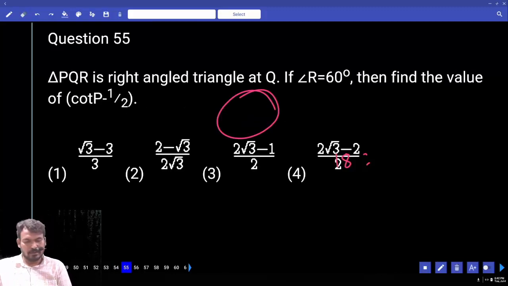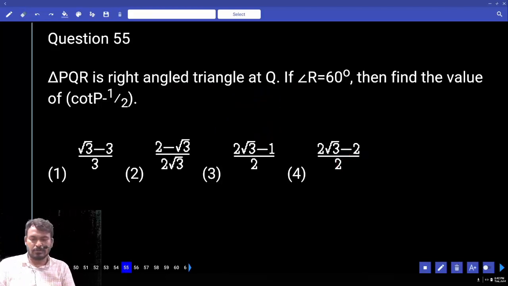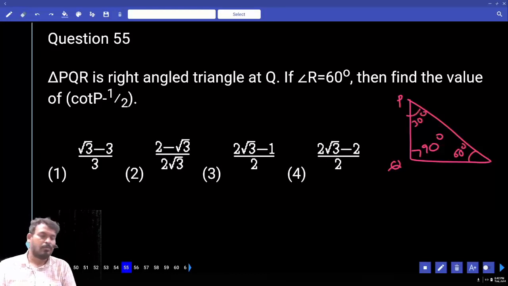Next, 55. Triangle PQR is a right angle triangle at Q. Angle R equals 60. Find the value of cot P minus 1 by 2. Right angle at Q means Q value is how many degrees? 90. Next, R is already given 60, which means P value is 30.